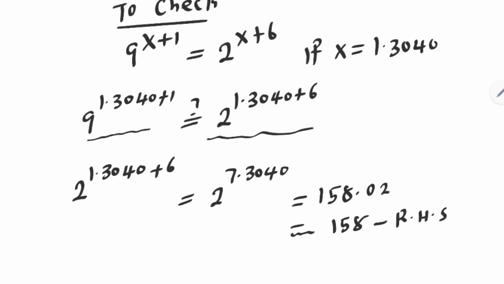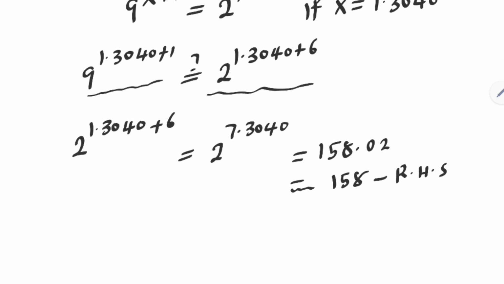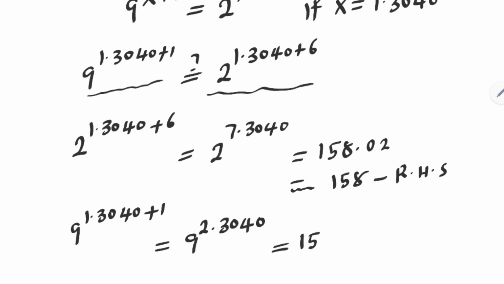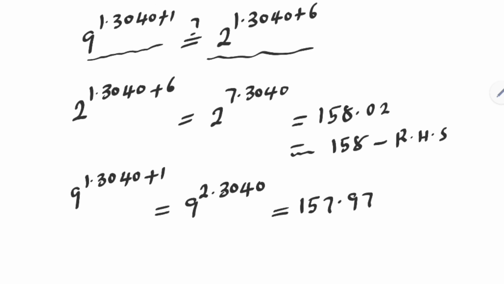Now let us consider the left hand side here. 9 raised to power 1.3040 plus 1. This is equal to 9 raised to power 2.3040, and this is equal to 157.97, and this is approximately equal to 158. This is left hand side.